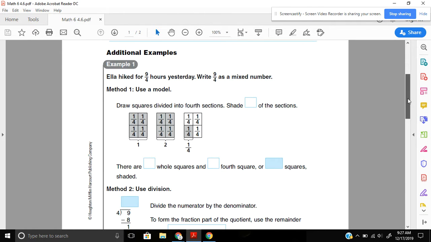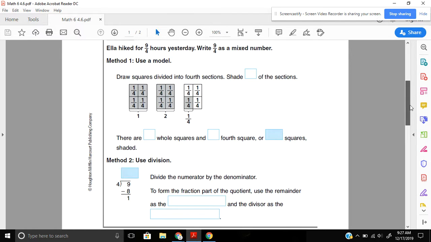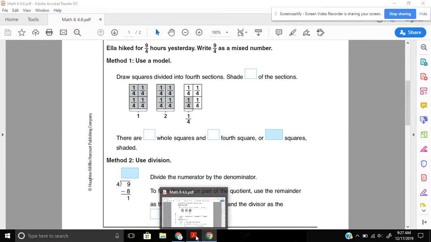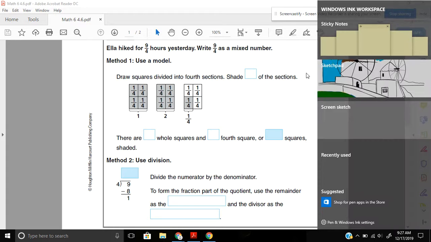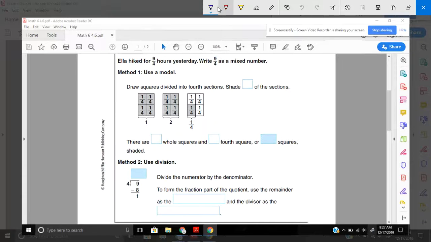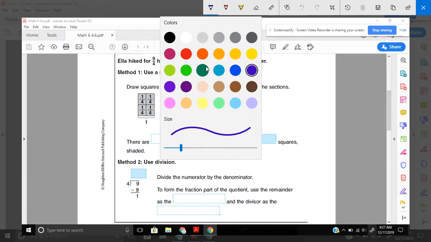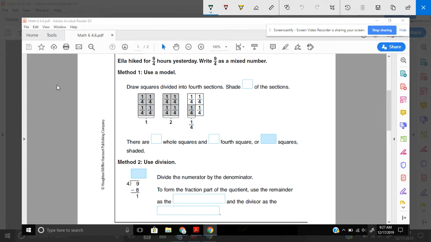So for example 1, we're first going to use models, and then we'll use division. So a couple different methods that we'll try here. So first off, here's what it looks like if I were to model this. Ella hiked for 9/4 of an hour yesterday. They want us to write 9/4 as a mixed number. Well, how can you write that using a model?